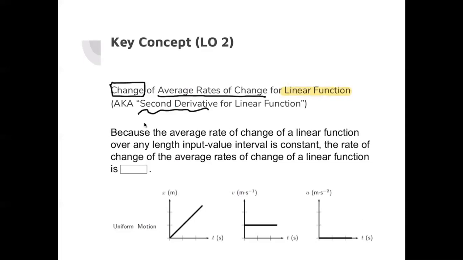Let's fill in the blank first, okay? Okay, let's read. Because the average rate of change of a linear function over any length input value interval is constant, the rate of change of the average rates of change of a linear function is 0. I'll explain this in a moment, okay?